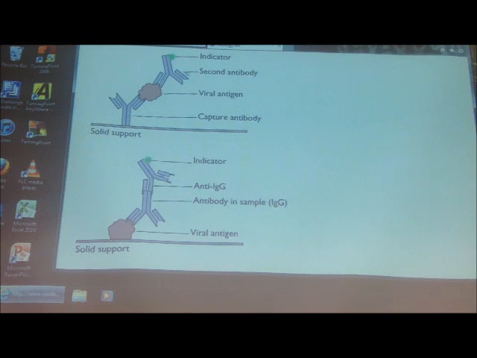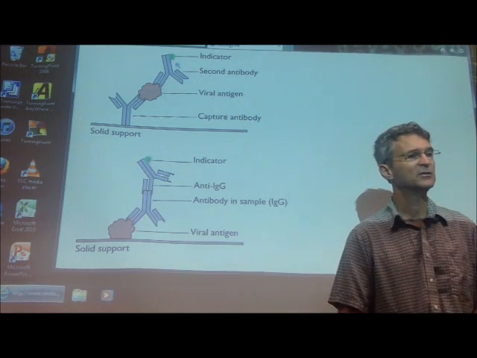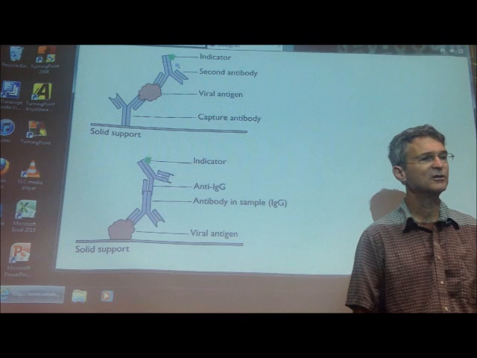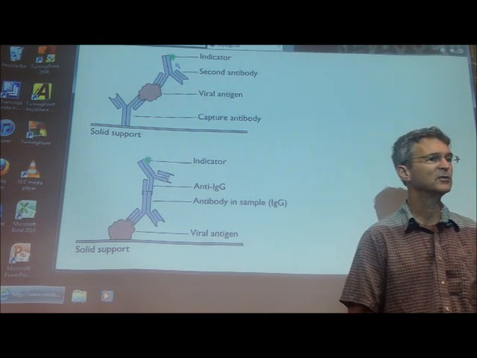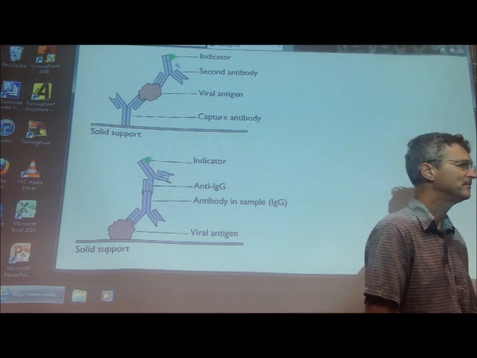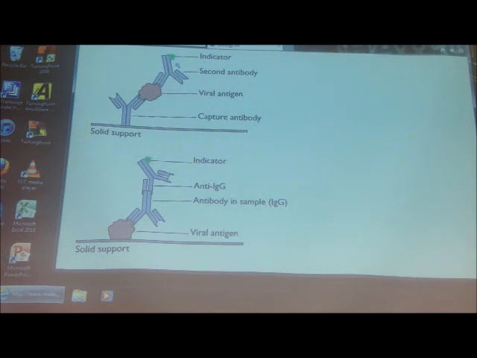So in this case, let's say it's alkaline phosphatase, which is conjugated to your second antibody. Then all you have to do is add the substrate, and the alkaline phosphatase will turn that well yellow or purple, whatever your substrate happens to be. And then the degree of color of that well will determine how much antibody you have.